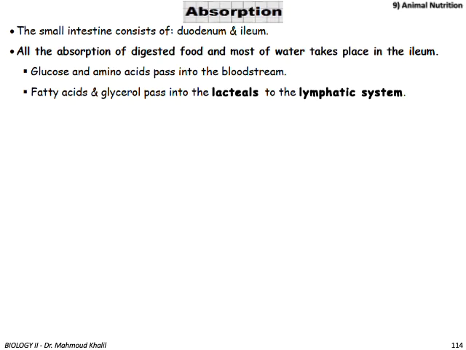Absorption. The small intestine, as we said before, consists of duodenum and ileum. All the absorption of the digested food mostly occurs in the ileum. Glucose and amino acids pass into the bloodstream, while fatty acids and glycerol pass into the lacteals and then to the lymphatic system.